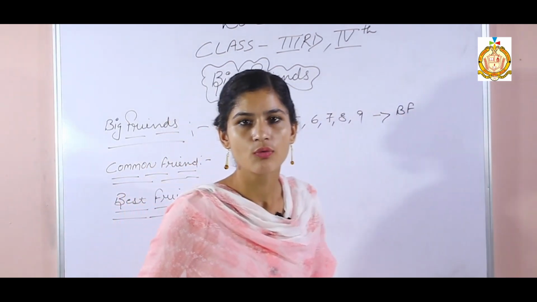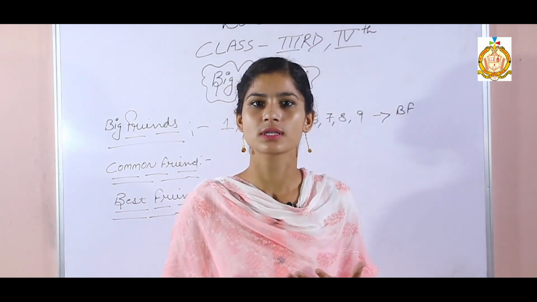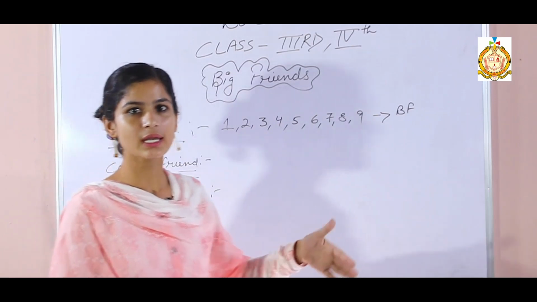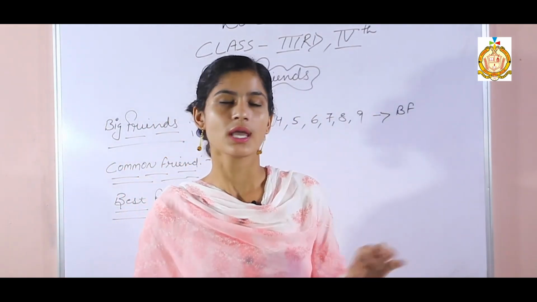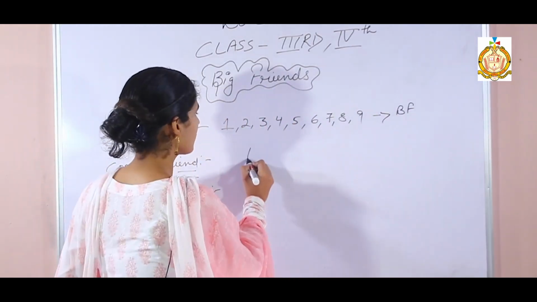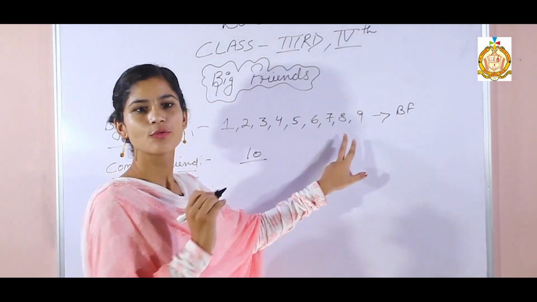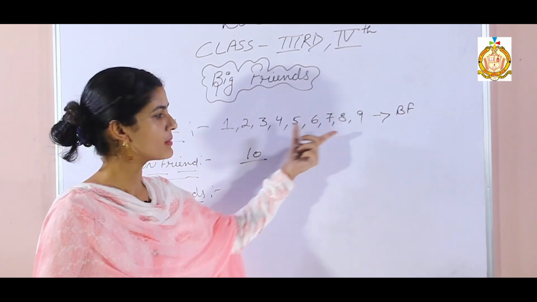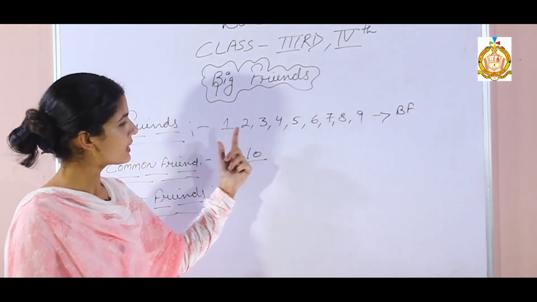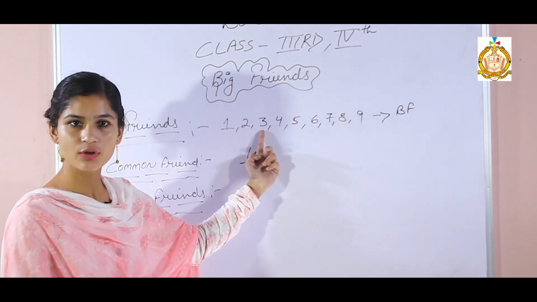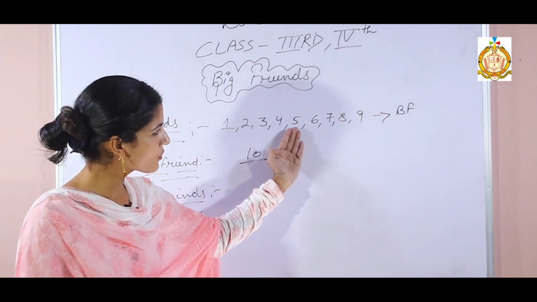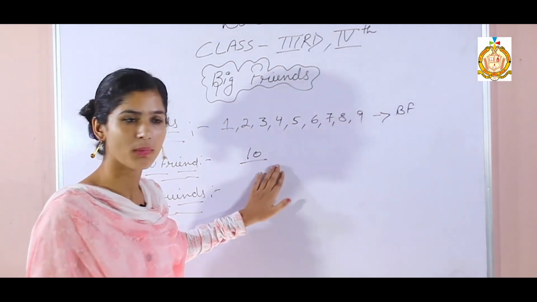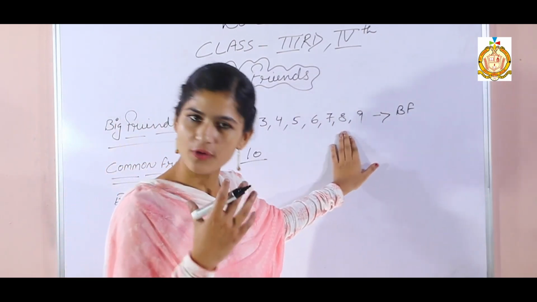In this topic we will talk about the first 10 numbers. So 9 numbers are our best friends. The remaining last number, that is 10, is called the common friend of all the big friends. 10 is a common friend for all the big friends. Means 10 is a friend of 1, 10 is a friend of 2, 10 is a friend of 3, 10 is a friend of 4, 5, 6, 7, 8 and 9. So 10 is a common friend of all the big friends.